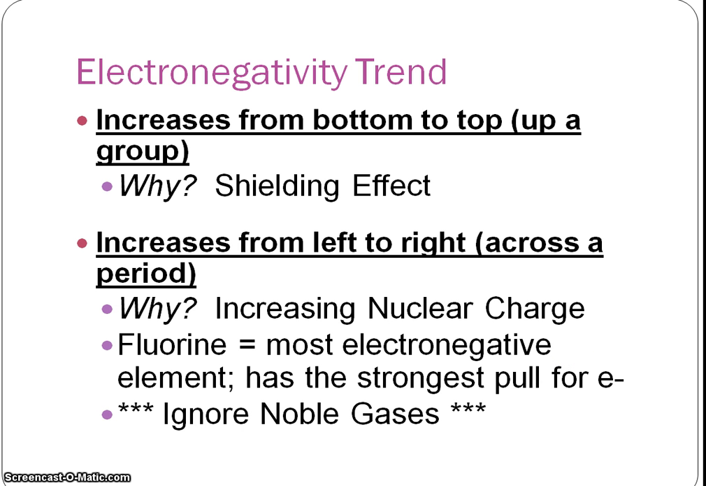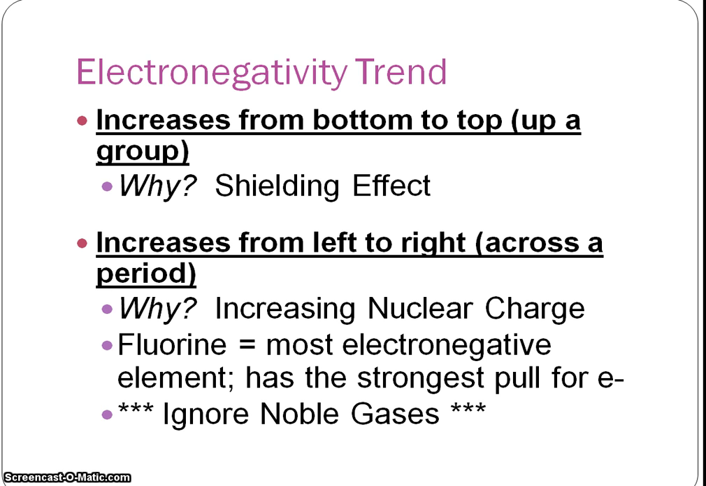From left to right, remember we talked about that you add protons, and so the more protons you have, the more likely the electron is to be attracted to that nucleus. So in general, it increases as you go left to right. And the reason is because of that nuclear charge, which is just a fancy way to say you have more protons.